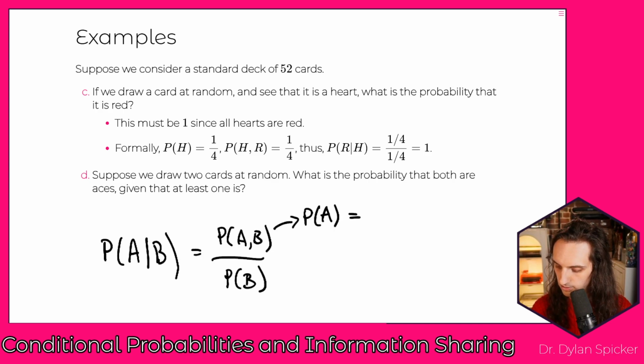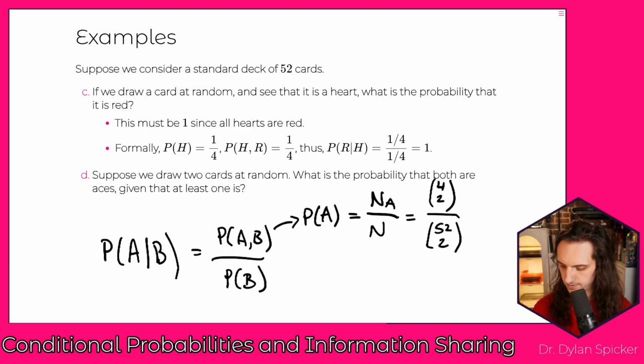And how can we do this? Well, we know that has to be the number of ways that you can get 2 aces divided by the total number of 2 card hands, right? So how many ways can you get 2 aces? Well, there are 4 aces in the deck. Choose 2 of them. How many ways can you get 2 card hands? Well, there are 52 cards in the deck. Choose 2 of them. Right?